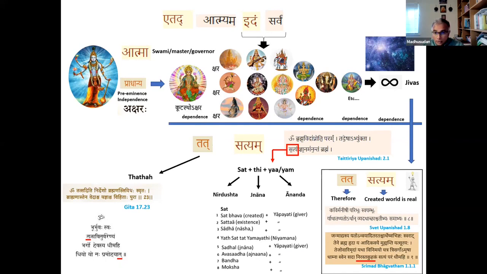So Aitadatmyam Idam Sarvam. That's what Uddalaka says. And then he immediately says, Tat Satyam. Tat is his name. He is also called Tat because Tataha means all pervasive. And we know this verse from Gita chapter 17.